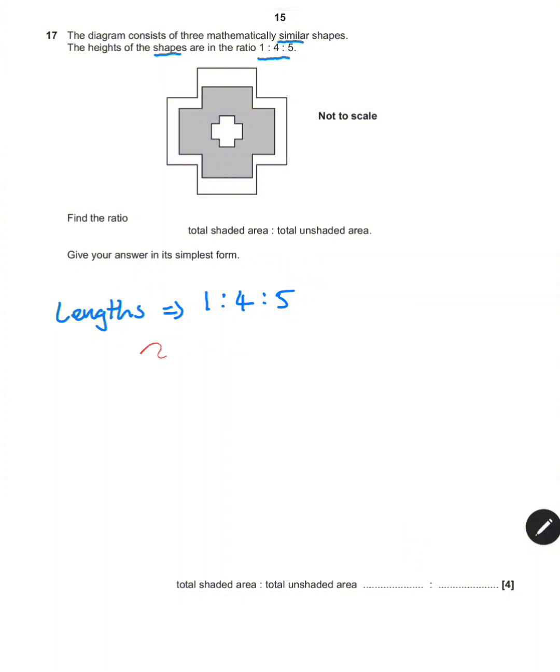Now, if my lengths are in this ratio, then my areas, which is what this question is ultimately about, are not in these ratios, but they're in these numbers squared. So I'm going to have my areas that are in the ratio 1 squared to 4 squared to 5 squared. And I can actually work those out. 1 squared is 1, 4 squared is 16, and 5 squared is 5 5s are 25.